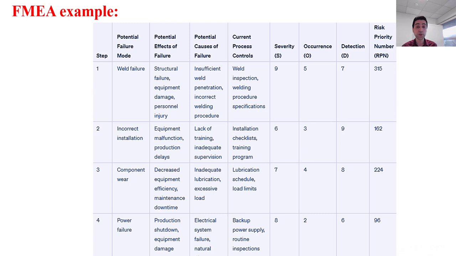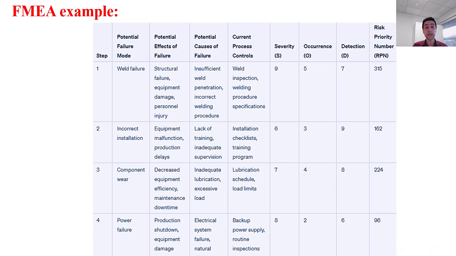As you can see, different severity scores between 1 to 10 are assigned, where 1 is least severe, and 9 or 10 are the most severe scores. Same with the occurrence, where 1 is the least frequent and 10 is the most frequent occurrence. And also detection score, where 1 is easy to detect and 10 is most difficult to detect. The product of these three scores, severity, occurrence, and detection, can give us a risk priority number, or RPN, which is the basis for ranking our risks.